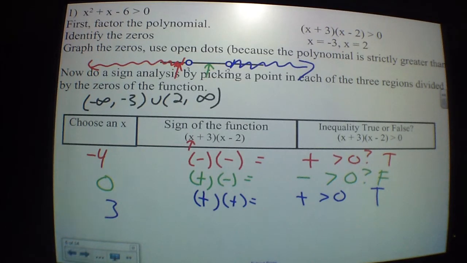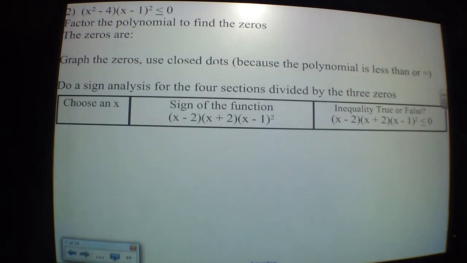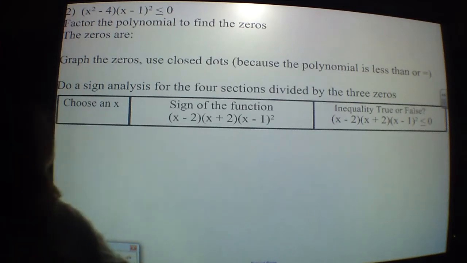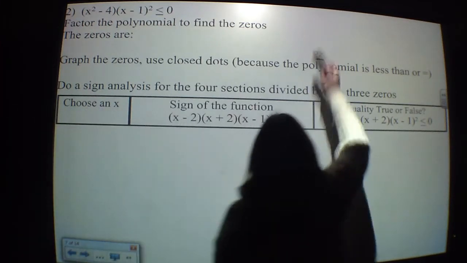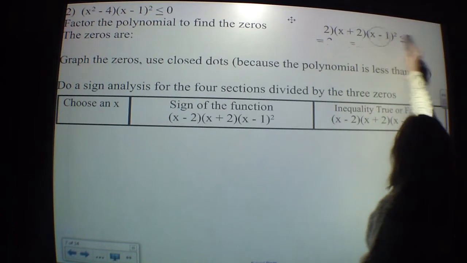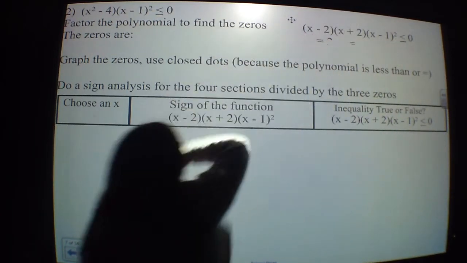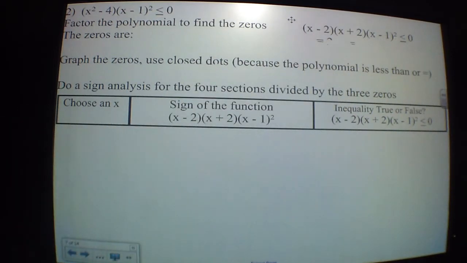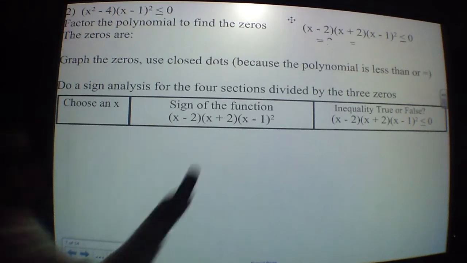Next one. Factor the polynomial and find the zeros. So I'm going to factor x squared minus 4, which factors into x plus 2, x minus 2, and x minus 1 is already factored. So my zeros are positive 2, negative 2, and positive 1.